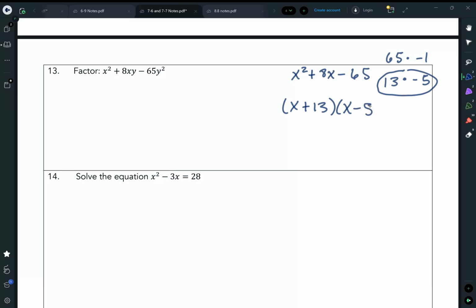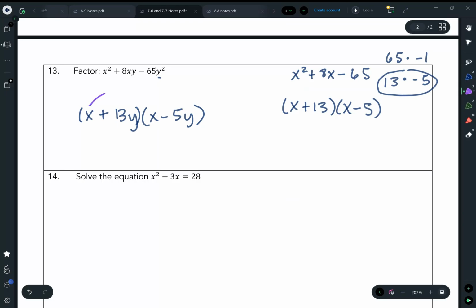So the problem is I don't just want numbers here, right? I need to have a y squared at the end. So the way to get a y squared is to multiply a y times a y. So let's go ahead and I'm going to write x plus 13y, and then I'm going to write x minus 5y. And let's look at what happens when we multiply this out.